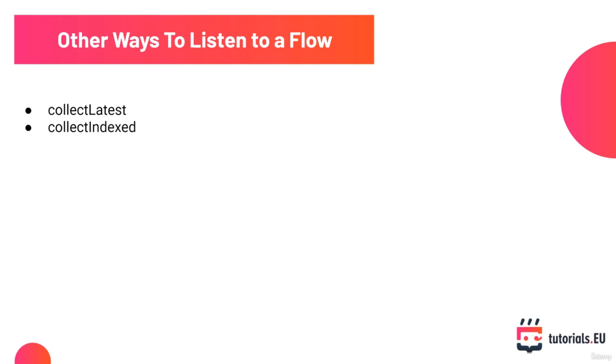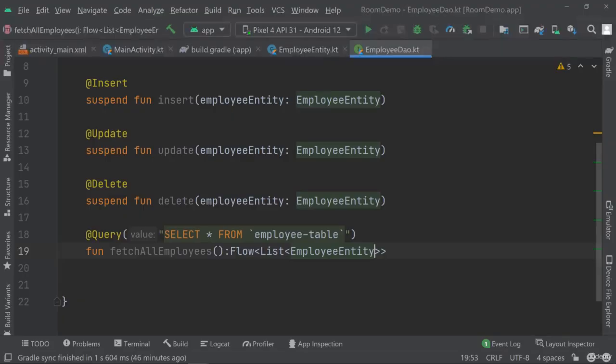Then with collectIndexed, you can get an index of an element with its value. With combine, you can transform flows and return its values automatically when they change. There's a lot that Flow can do in our code with so many utility methods, but these are the basics that we need to get started using it.